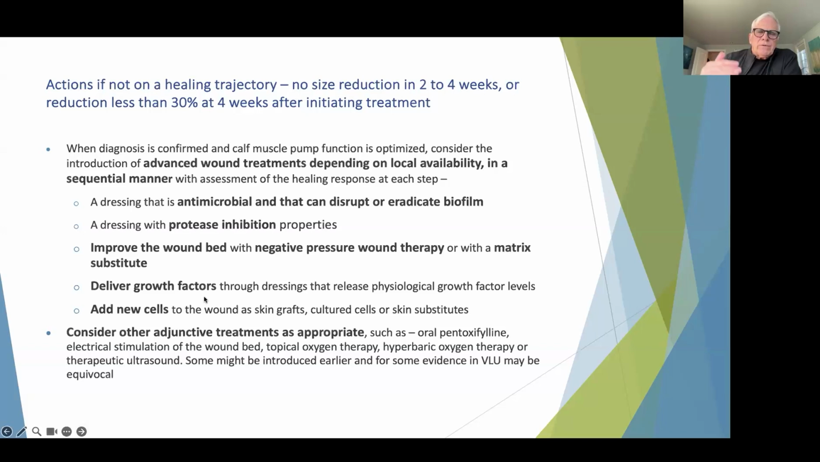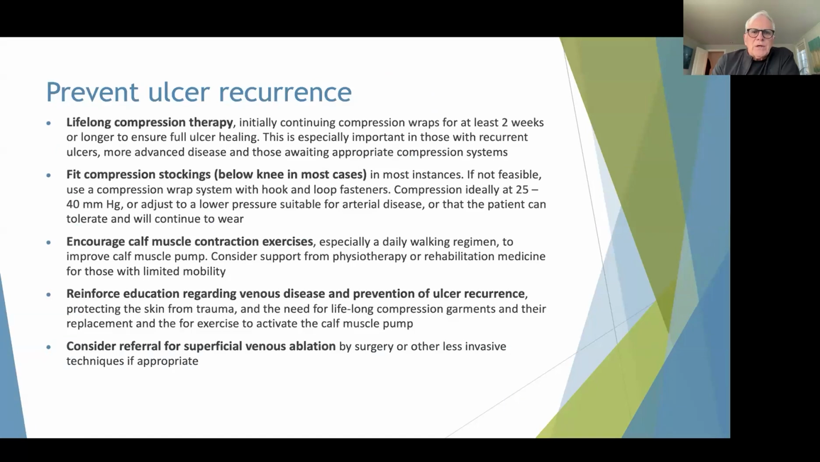And ultimately, if you've gone through those advanced wound therapies, then the final thing is to add new cells, which might be simple, which is more accessible, a skin graft, or cultured cells or skin substitutes, which are not quite as accessible. And then obviously there are other adjunctive therapies to consider, which don't have as much evidence for venous leg ulcers. Some of them have more evidence for other types of wounds, but certainly things to consider at that time.